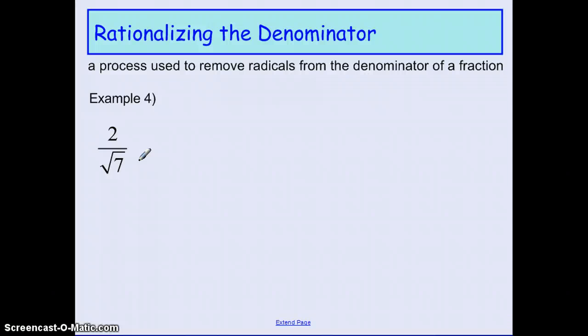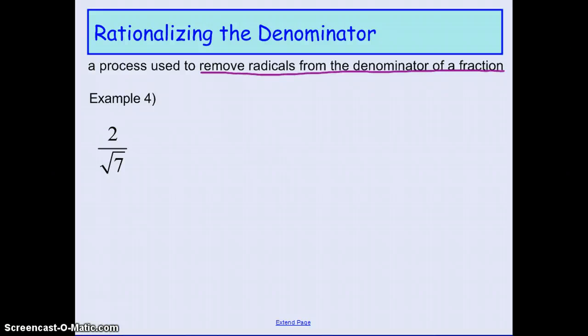The most go-to way to remove a radical from the denominator, sorry, misspoke there, is using a process called rationalizing the denominator. So when I say rationalize the denominator, that means we're removing radicals from the denominator of a fraction. This is really, really, really important. So here's what we're going to do.